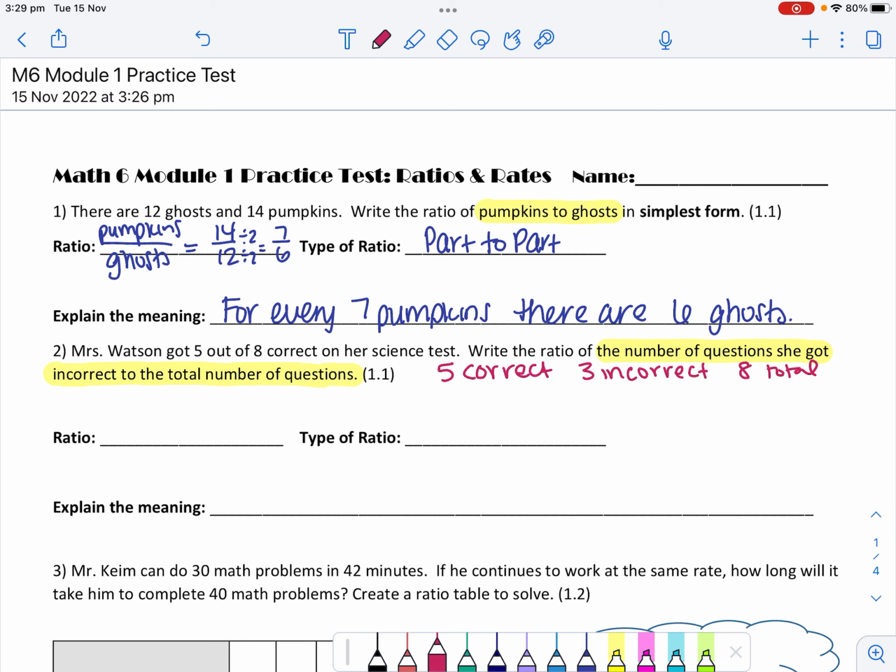So when I write my ratio, I'm going to write incorrect over total, which is going to be 3 out of 8. This is a part to whole ratio, and that's automatic because of the words out of. So I'm going to write 3 out of 8 questions were incorrect.